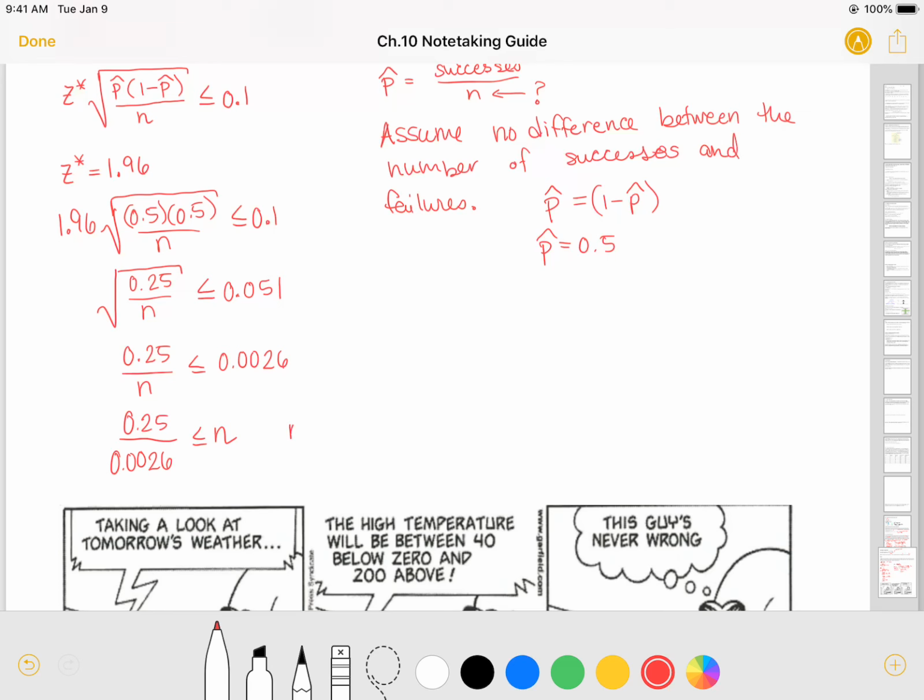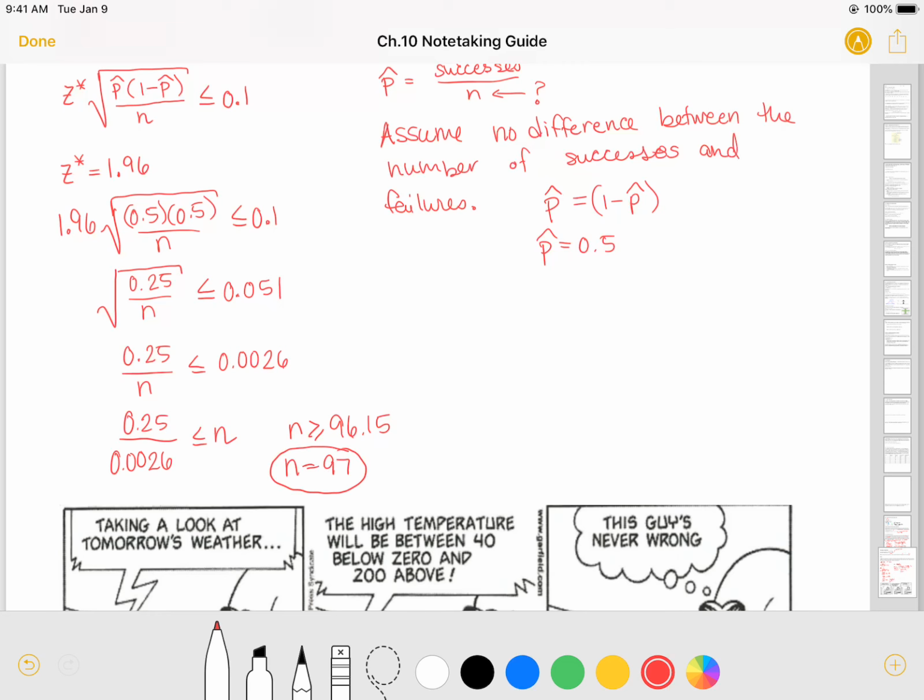That means that n needs to be greater than or equal to about 96.15. And remember that we always round up. Larger sample sizes give us smaller standard deviation, or smaller variability, which affects the margin of error. So if we want our margin of error to be within 0.1, we need to make sure to round that number up instead of rounding it down. So n has to be greater than or equal to 96.15, which means n has to be 97.